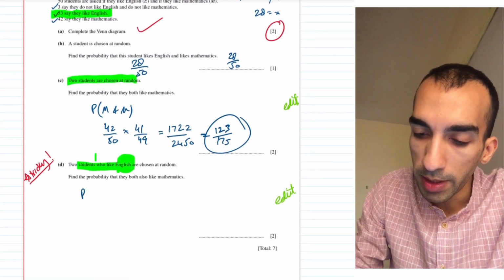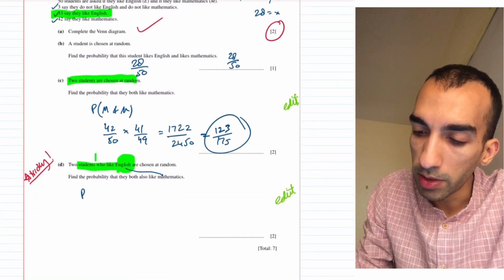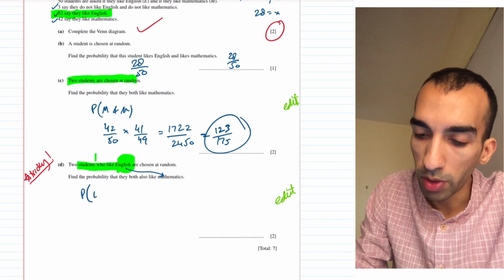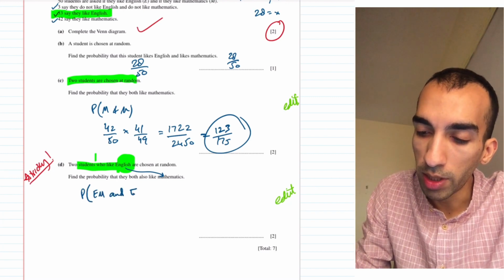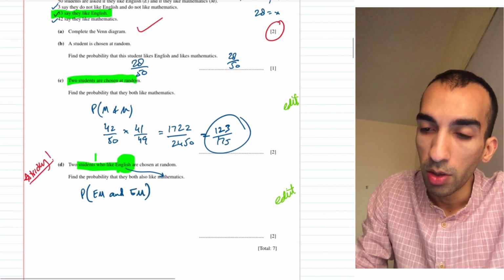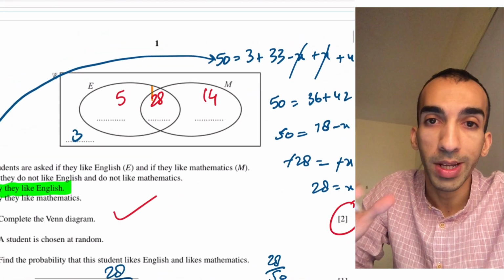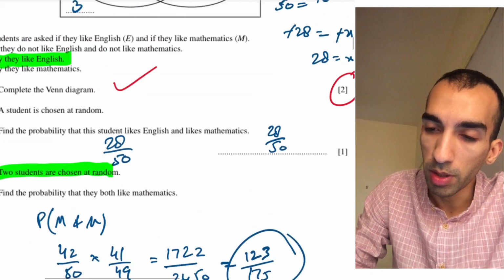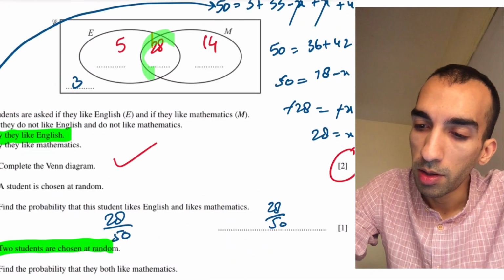So the probability that a student likes English and also likes mathematics. I'm going to write probability of English and mathematics, and another student who likes English and mathematics. So what is the probability of me selecting a student who likes English and also mathematics? Remember, it's 28.